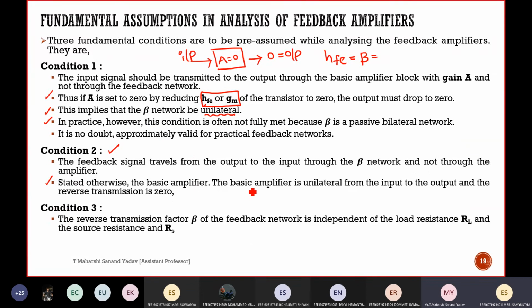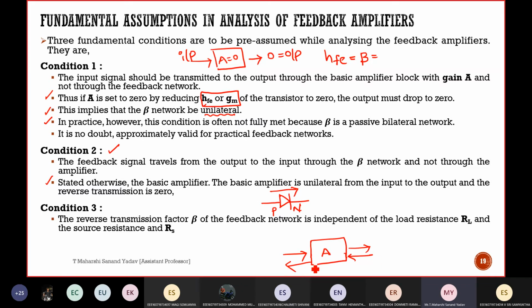Stated otherwise, the basic amplifier is unilateral from the input to the output, and the reverse transmission is 0. So is a diode unilateral or bilateral? Diode is unilateral. Always I should go from P to N. So the same condition is applicable for the basic amplifier also. If I provide input, it should go to the output in this manner, but from the output I can't come to the input. This is the meaning of unilateral and bilateral.